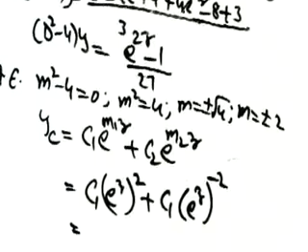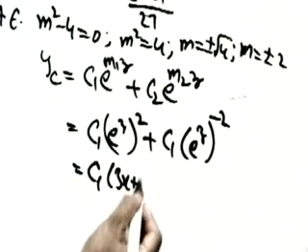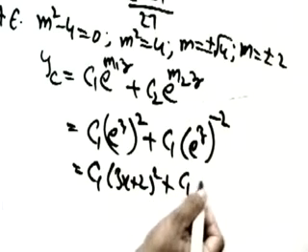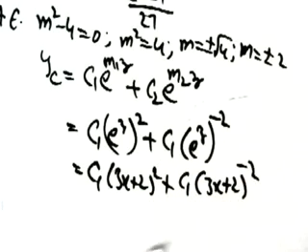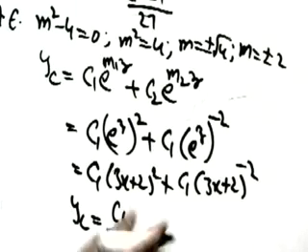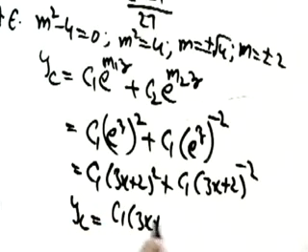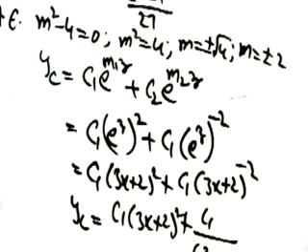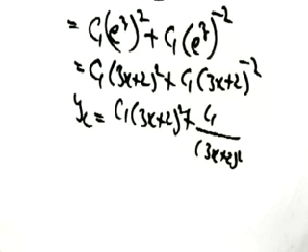Now in the above board, the value of e power z is 3x plus 2. So we write like this: c1 into 3x plus 2 whole square plus c2 into 3x plus 2 whole power minus 2. Bringing this down, we get the complementary function as c1 into 3x plus 2 whole square plus c2 by 3x plus 2 whole square. Now we got the complementary function.